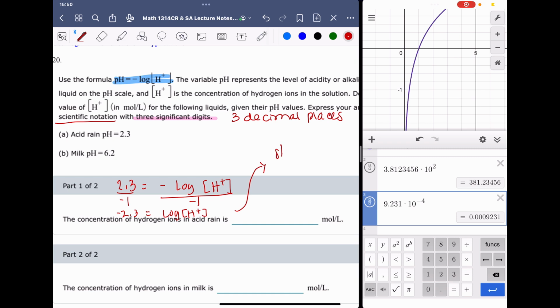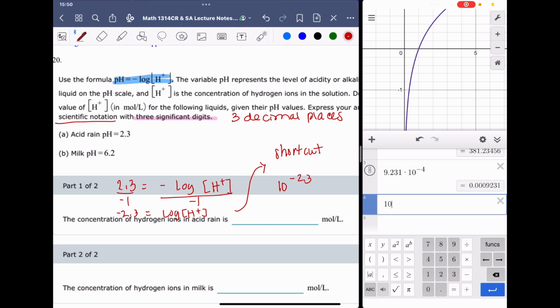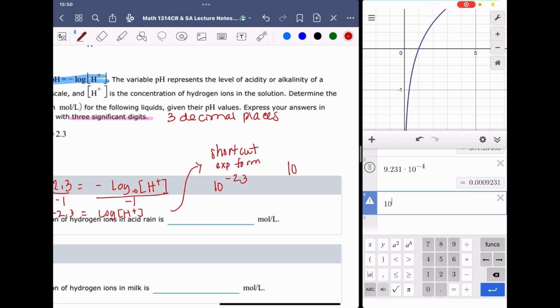So here's the shortcut. It's going to be 10 raised to negative 2.3, and then convert that to scientific notation. The reason it's negative 2.3 is because this is a base of 10. Remember, if it doesn't show it, it's automatically a base of 10. So you're changing it to exponential form. The shortcut is base 10 raised to the negative pH. Whatever the pH sign is, just change it to the opposite sign: negative 2.3.